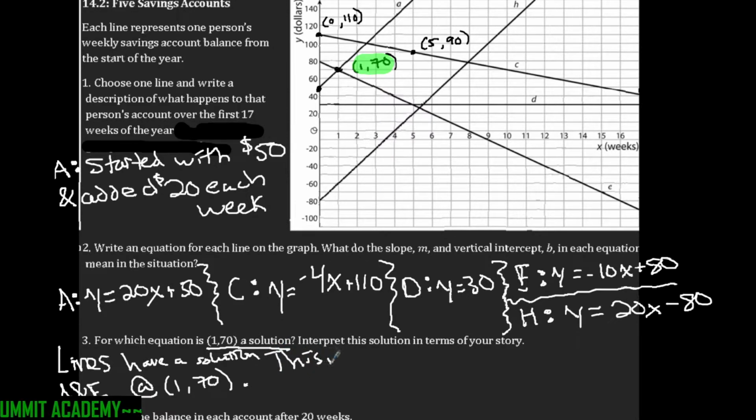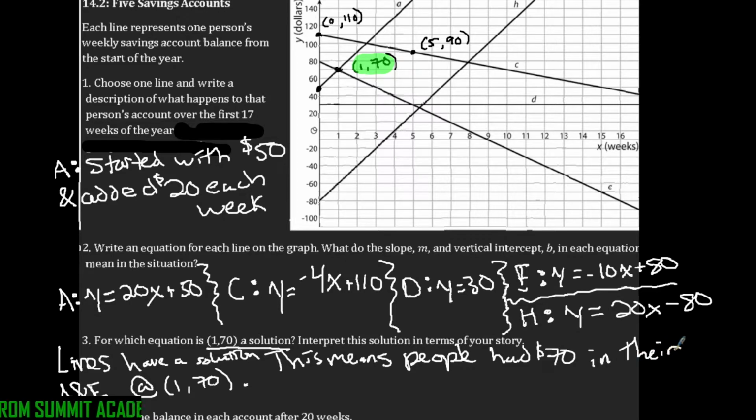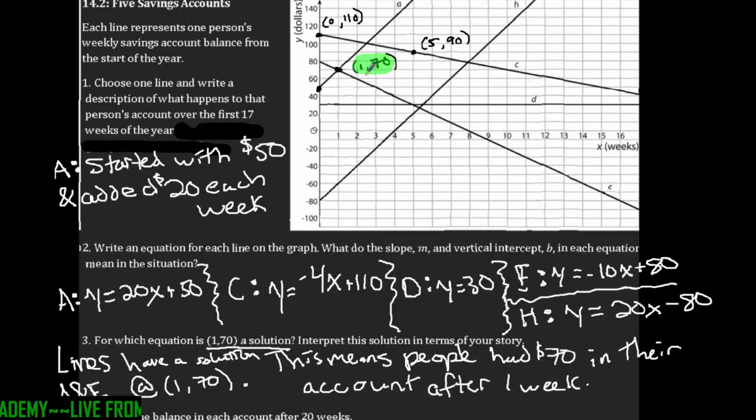This means people had $70 in their account after 1 week. So again, make sure you can translate from the original problem to your picture. Look at your graph and ask what it is saying. If my x-axis is weeks, after 1 week, how much is in their bank account? It'd be $70. And then for number 4, I'll probably start a new page for it.